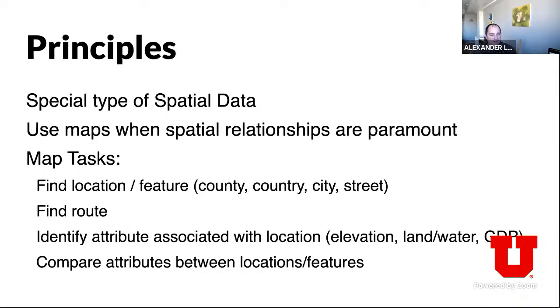Typical tasks on a map are to find a location or a feature, find a county, find a country, find a city, find a street, or route finding, like what's my best way to go from Salt Lake City to San Francisco, or identify attributes associated with a location. For example, what's the elevation? Is it land or water? Or what's the GDP in some area that is identified by a map? And then you want to compare attributes between locations and features.